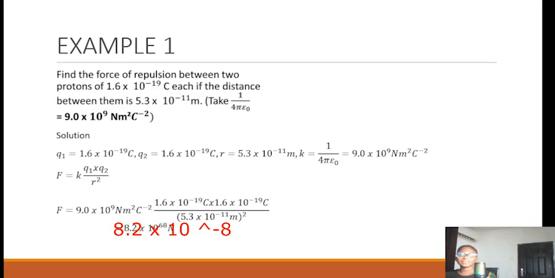K Q square over R square, because we have the same Q. So F will now be equal to 9 times 10 raised to power 9 multiplied by our Q, which is 1.6 times 10 raised to power minus 19, all squared, then over our R squared, the square of the distance apart. Our R is 5.3 times 10 raised to power minus 11.